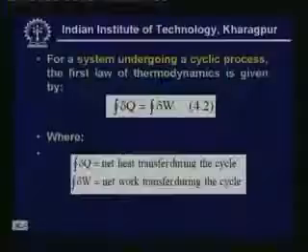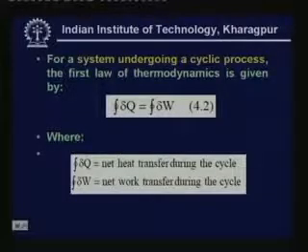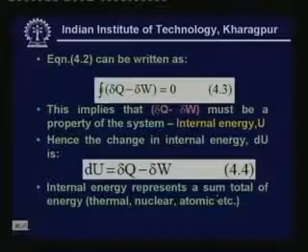Now let us apply the first law for a system undergoing a cyclic process. For a system undergoing a cyclic process, you can write the first law of thermodynamics as the cyclic integral of ∂Q is equal to the cyclic integral of ∂W. Here what is ∂Q? ∂Q is the net heat transfer during the cycle, and ∂W is the net work transfer during the cycle. Now the same equation can be written in the form as the cyclic integral of (∂Q minus ∂W) is equal to 0. So what do we conclude out of this?